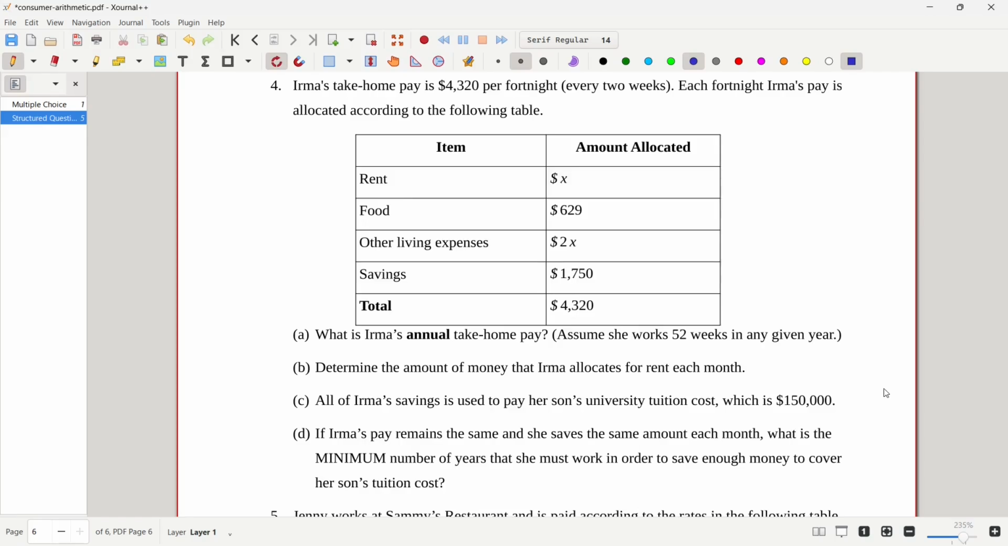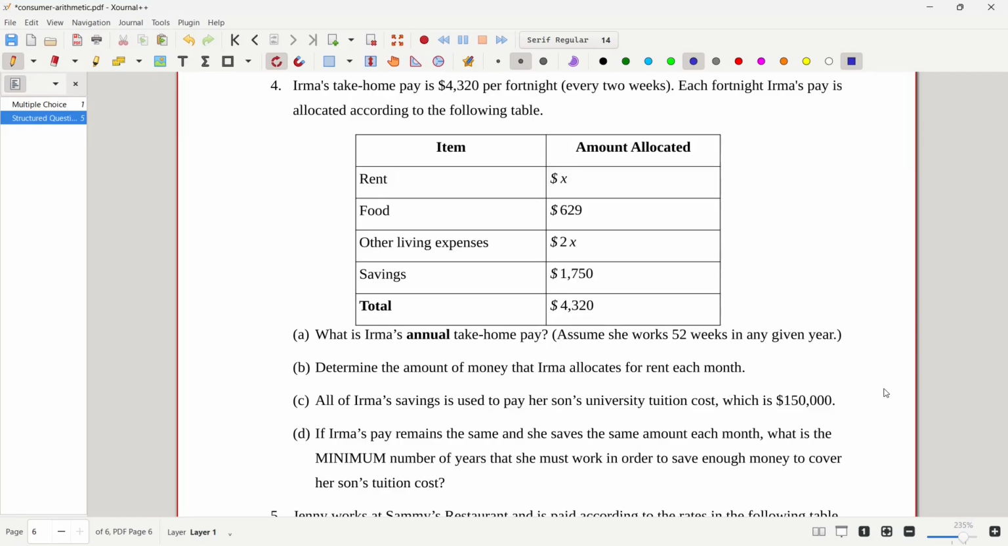Irma's take-home pay is $4,320 per fortnight. That's every 2 weeks. Each fortnight, Irma's pay is allocated according to the following table. Rent, a certain amount we don't know. Food, $629. Other living expenses, twice that of her rent. And her savings, $1,750. Total, $4,320. We are required to find her annual take-home pay and the amount of money she allocates to rent each month.